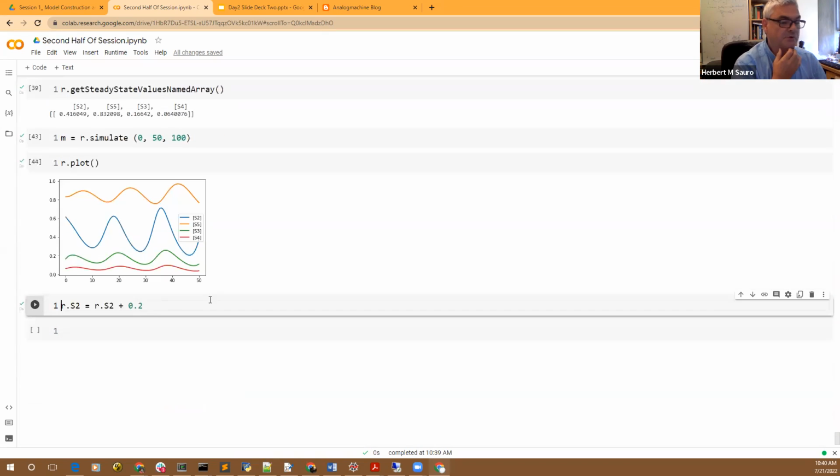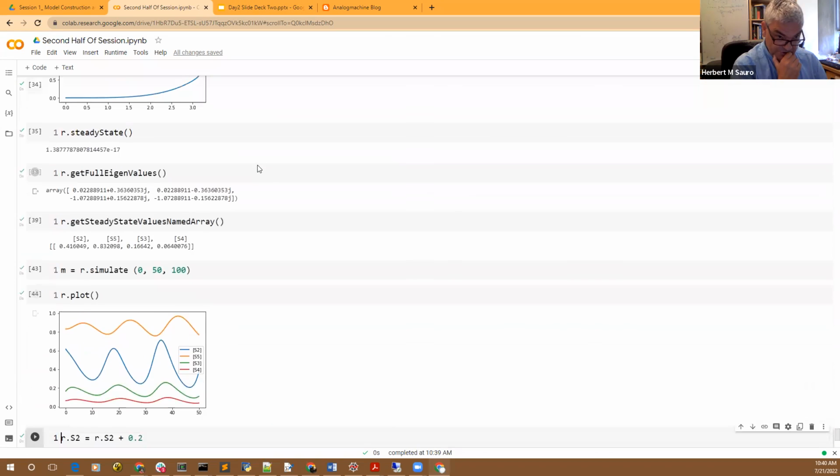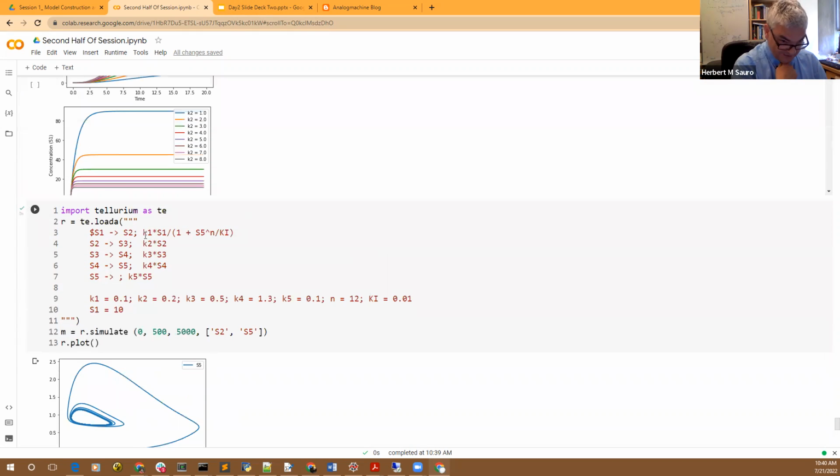Okay. Any more questions on that? We showed you how easy it was to make an oscillator, right? Just stick some negative feedback in, have sufficient steps, make the Hill coefficient here high, and have a low Ki, and you've got an oscillator.